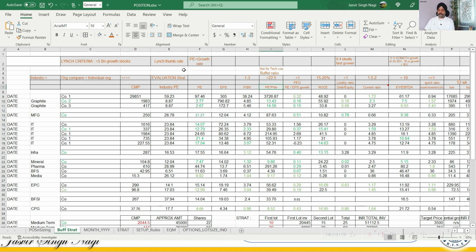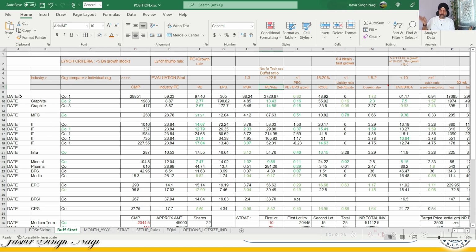Then the thumb rule of Lynch was that P should be less than the growth rate, and so on and so forth. So the top layer, if you see, is the Lynch criteria on various factors. The one below is industry related, where the table below, if you see, I'm referring to the ones which are grayed out, the gray headings. Those represent all the columns of each respective row. The rows are all about the companies.